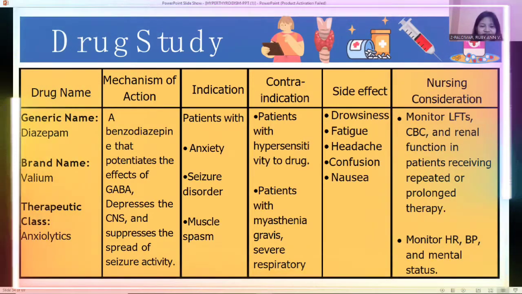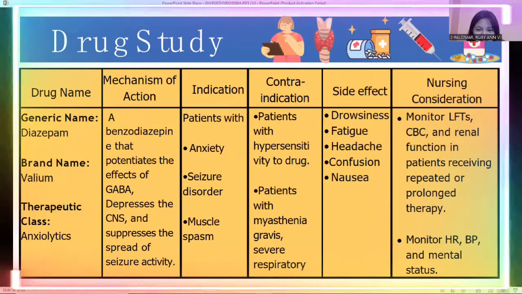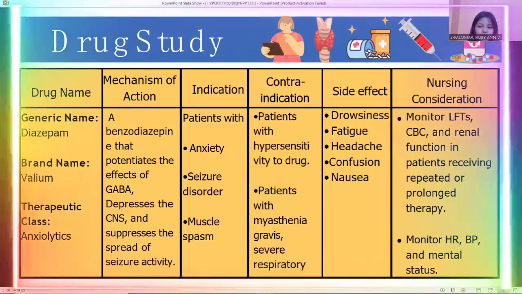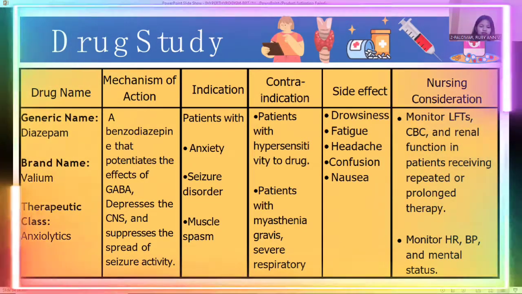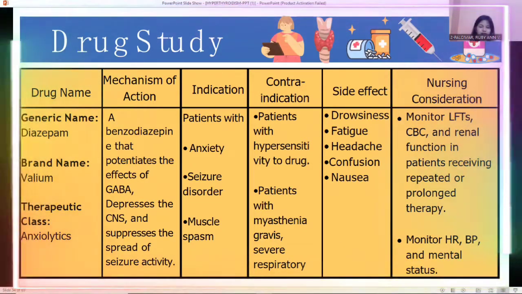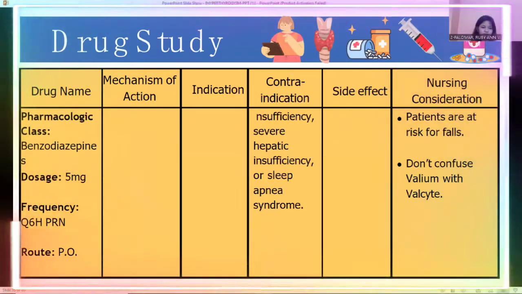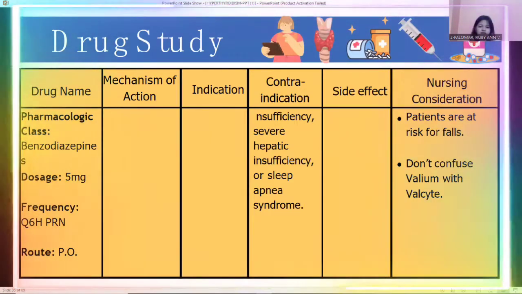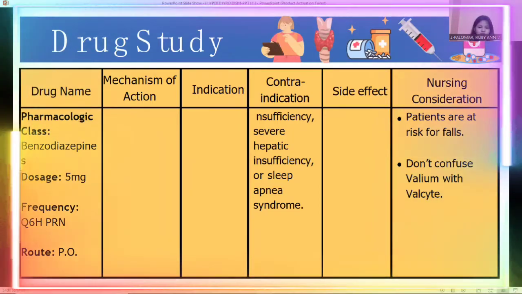Nursing consideration is monitor LFTs, CBC, and renal function in patients receiving repeated or prolonged therapy. Next is monitor HR, BP, and mental status. Next, patients are at risk for falls. Last is don't confuse Valium with Valpin.